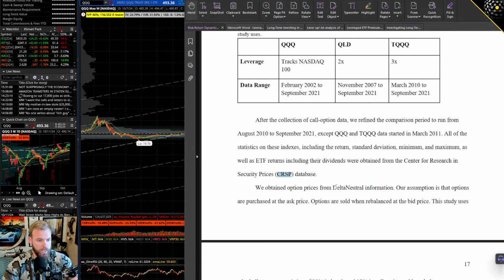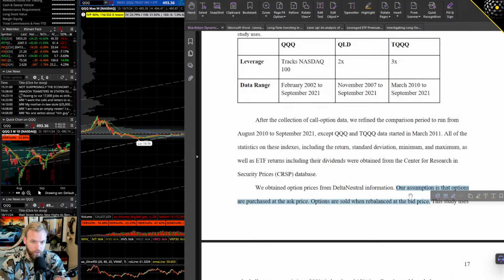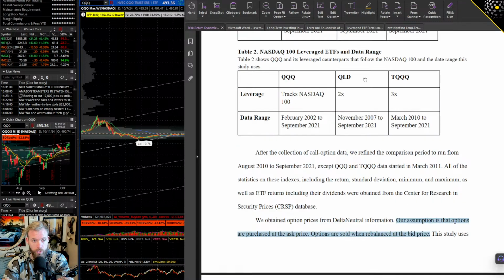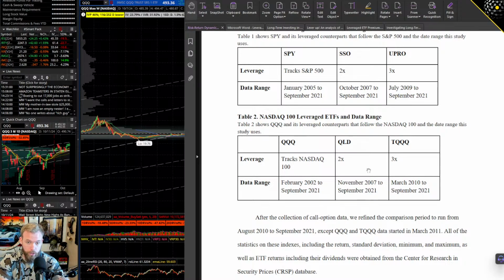All right, so they obtain option prices from delta neutral information. Assumption is that options are purchased at the ask and sold at the bid. That's great. I love that. I'm actually really impressed, because for an undergrad, thinking of it this way is accounting for the bid-ask spread. They're not giving themselves even the favor of saying, I assume we transact at the midpoint, which would also be very reasonable, because this is drastically going to hurt less liquid stuff like SSO and QLD.